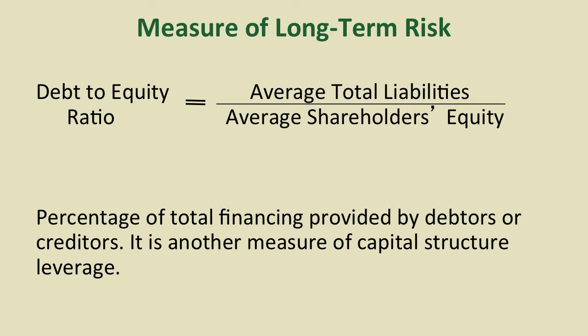First of all, long-term risk. Apparently, the higher the total liabilities, the higher the debt to equity ratio, the larger the long-term risk. Secondly, it is a percentage of total financing provided by debtors or creditors. So it also measures the capital structure of this company.